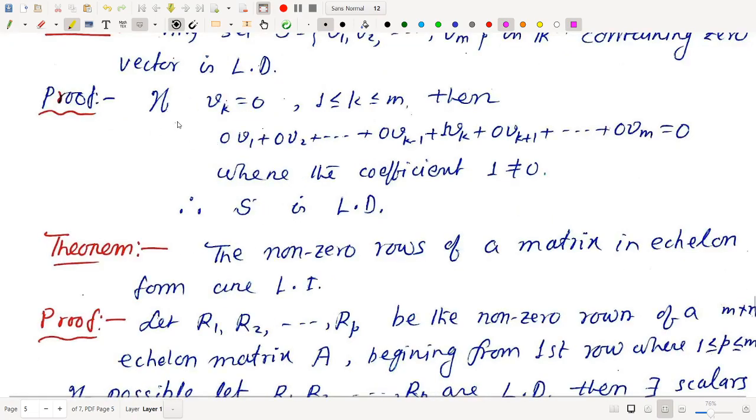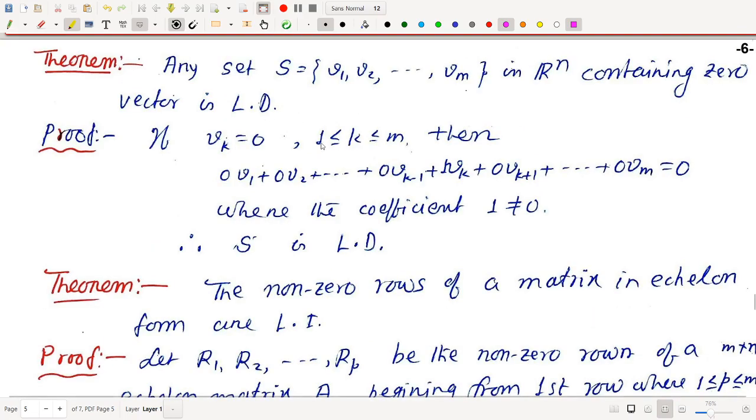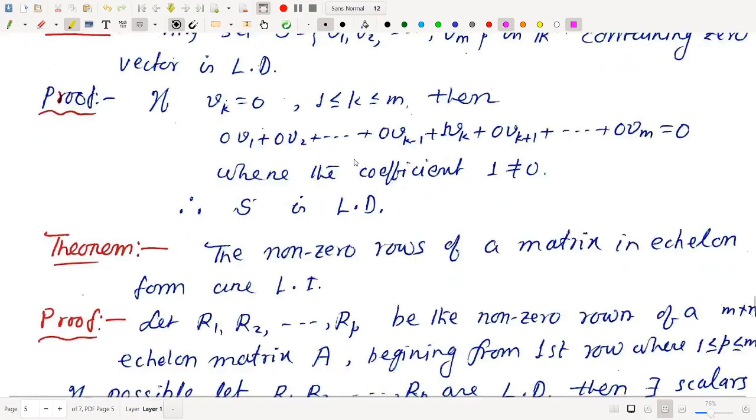For example, if you see the proof, if vk equals 0, where k is a number between 1 and m, any one of them is 0, suppose vk is 0, then 0 v1 plus 0 v2 plus ... plus 0 vk minus 1 plus 1 into vk plus 0 into vk plus 1 ... plus 0 into vm equals 0. This linear combination is 0. Why? Because all coefficients are 0 and one coefficient is 1 into vk, but vk itself is the 0 vector. So 1 into 0 will be 0, means finally we get the 0 vector.